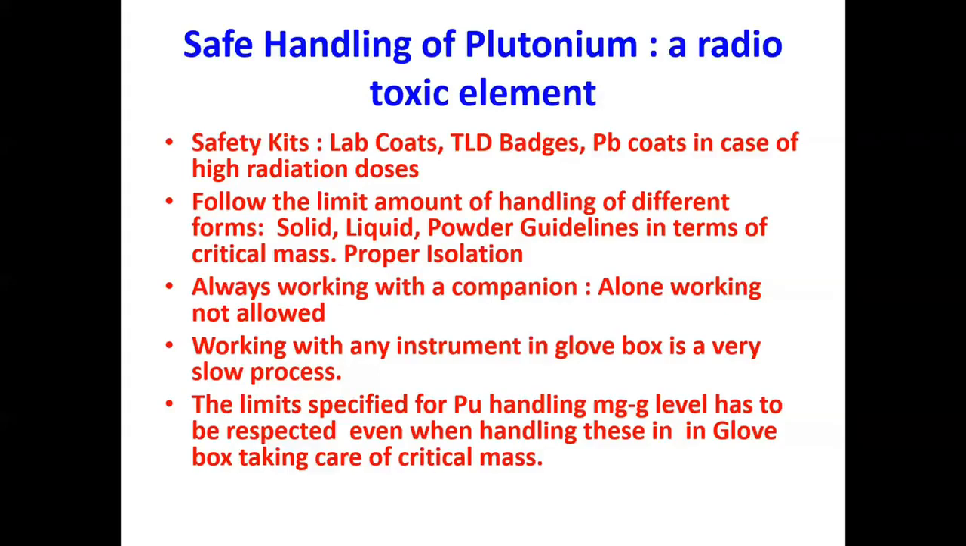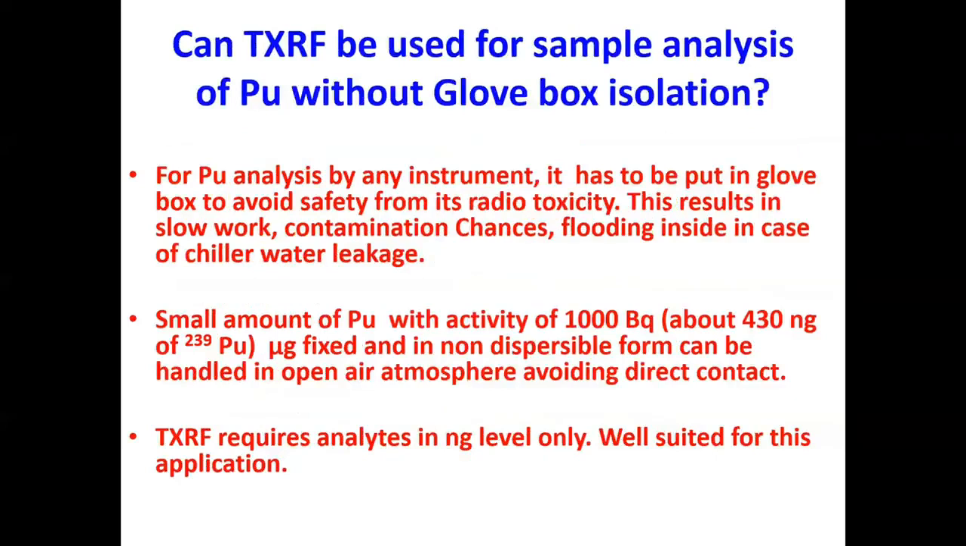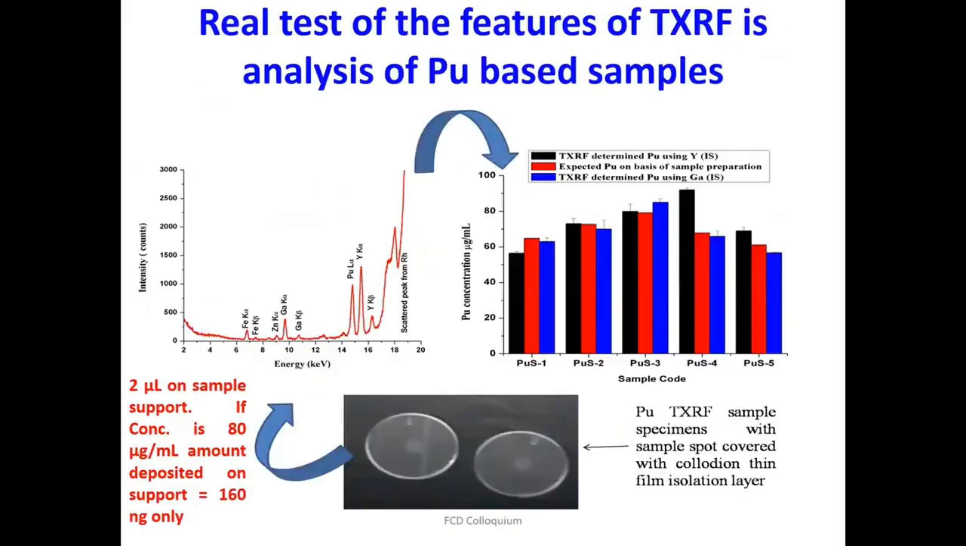Then one silver lining of this is that some amount of plutonium can be handled in open air with some conditions. What is that condition? A small amount of plutonium with activity of 1000 becquerel. 1000 becquerel, if you consider plutonium-239, will come to 430 nanogram. And this much amount of sample is sufficient for analysis by TXRF. So we thought, let us apply this silver lining of plutonium handling for analysis of plutonium without putting the instrument inside the glove box.